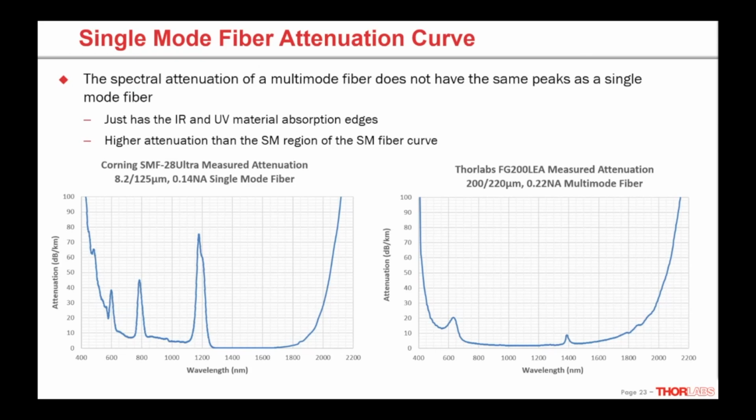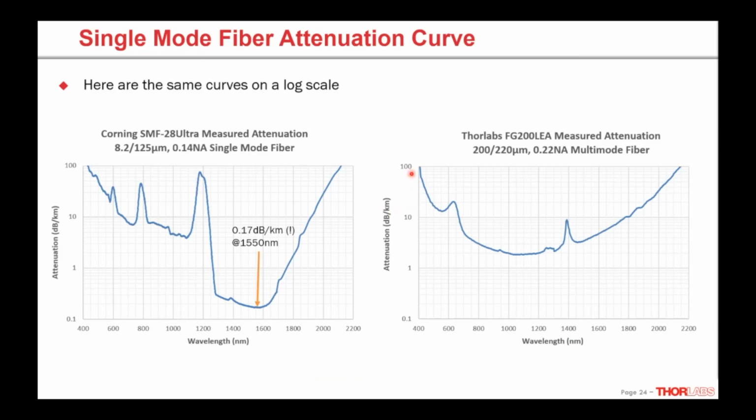I'll show you these curves one more time. What we're looking at on this slide, same curves, we've just changed the y-axis to a log scale. And that lets us really examine that low attenuation portion of the single mode fiber. So we measured 0.17 dBs per kilometer in this fiber, whereas the multimode fiber, as you can see, never gets close. And that's all due to the fiber being single mode in this wavelength range.